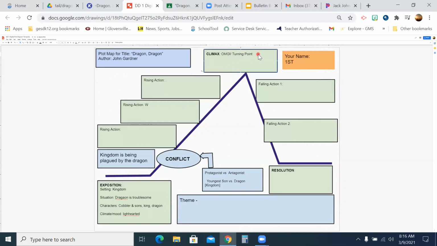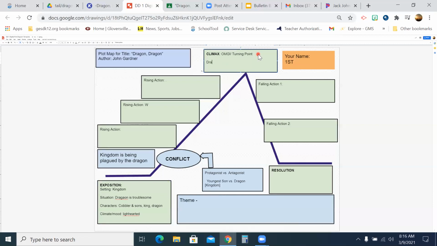What happened to make the story turn in a different direction? What was the big event that happened where you went, oh, the youngest sibling listened to his dad. Okay. And because he listened, what happened? He knocked the dragon down. He killed the dragon. The dragon is slain. The dragon dies.